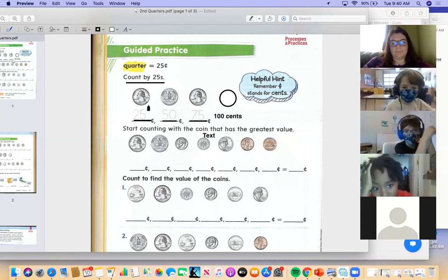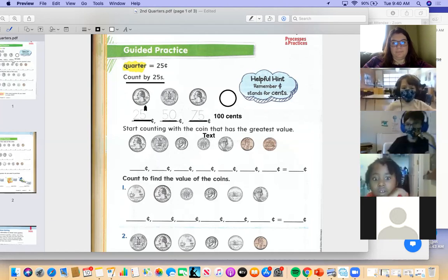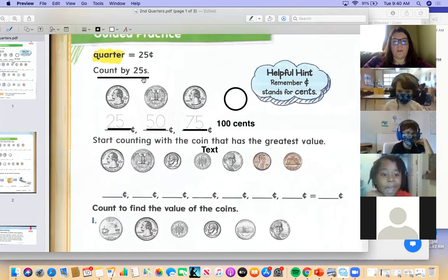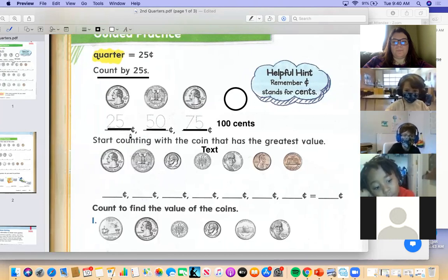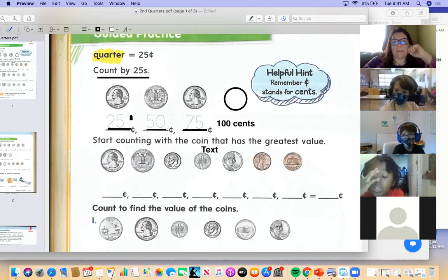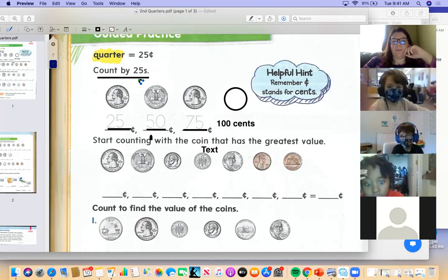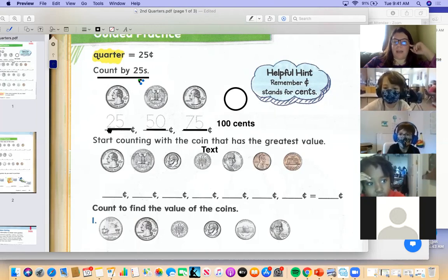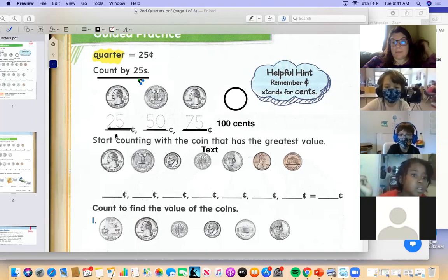I got the pattern. When we count by fives, it alternates between ending in five and zero. That's the same thing that happens when we count by 25s. It ends with 50, and you can keep going. And then we're adding a two in the tens place.